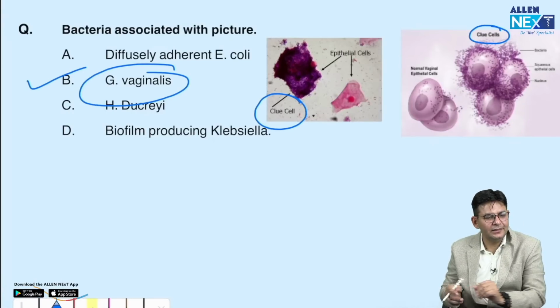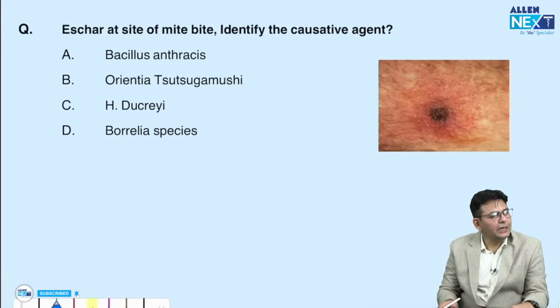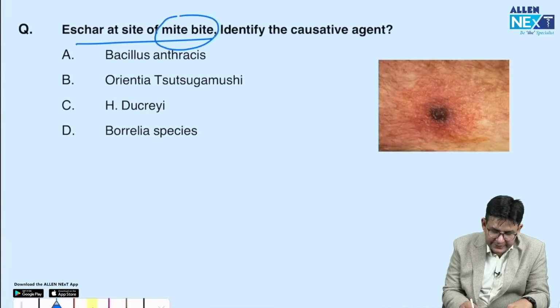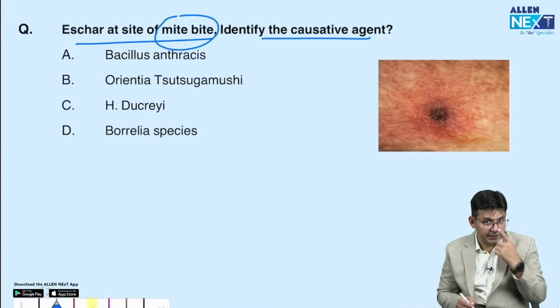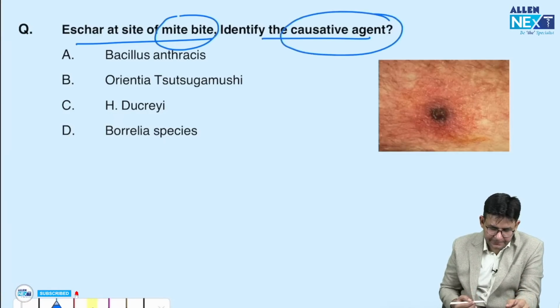Good, guys. Okay, moving on. Now, see this particular one. There is a formation of eschar at the site of mite bite. Identify the causative agent. Mite is being talked about and the causative agent is asked.